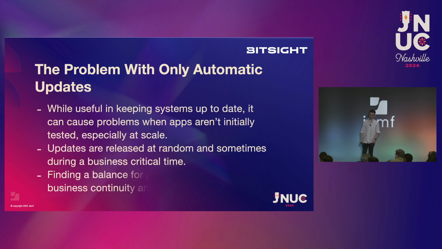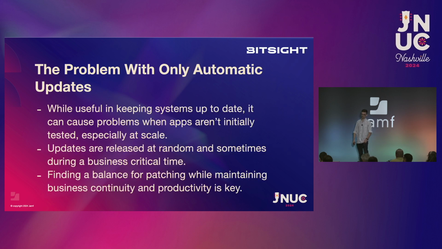So the problem with only using automatic patching is that while it's useful in keeping systems up to date, it can cause problems when apps aren't initially tested, especially at scale. As I mentioned before, updates are released at random and sometimes during business critical times. For example, 4:45 on the last day of the month, on the last day of the quarter. Never a fun conversation to have with any executive or any C-suite people. So again, if we can avoid that, that is the name of the game here.